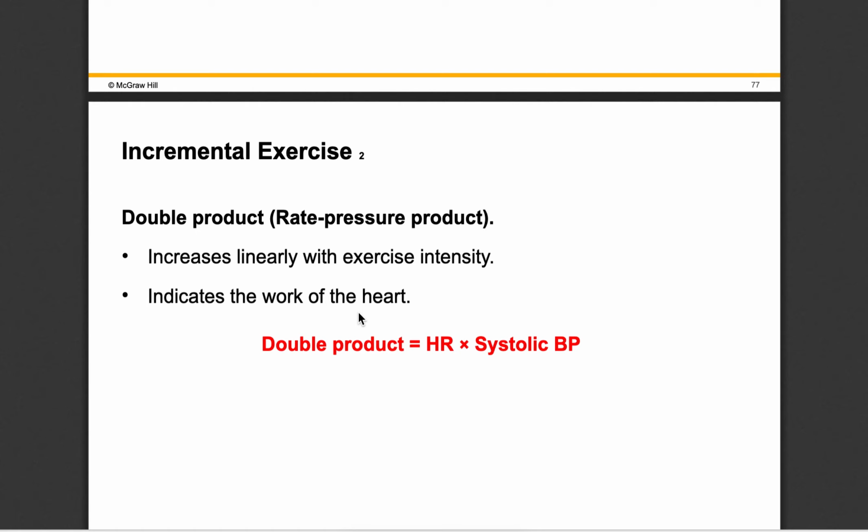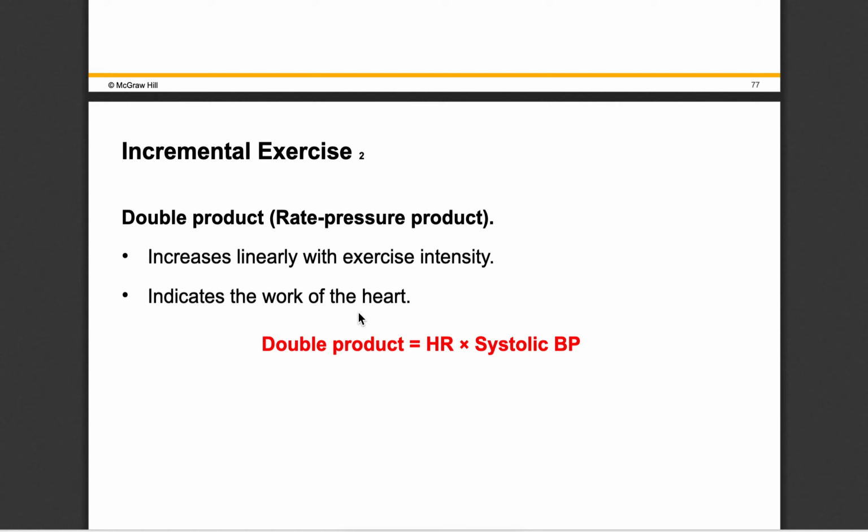And this helps to indicate how hard the heart is having to work, especially if someone's on a medication or had some kind of issue that's occurred with their heart where things don't function quite as we would always expect, and heart rate maybe has changed due to a medication or something, or stroke volume is affected because of a heart attack. We can still use double pressure product or rate pressure product to help know how hard the heart is working, from heart rate times systolic blood pressure. And it's another way to measure that.